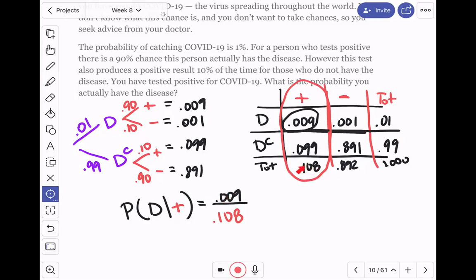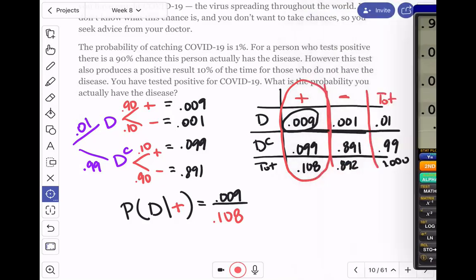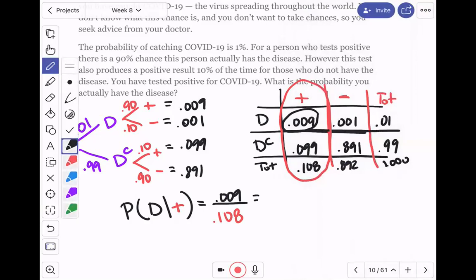You can look at it as out of 1,000 people, 11 tested positive. Only one of them out of those 11 actually had the disease. So calculating that, 0.009 divided by 0.108. If you test positive for the disease, there is only an 8% chance.